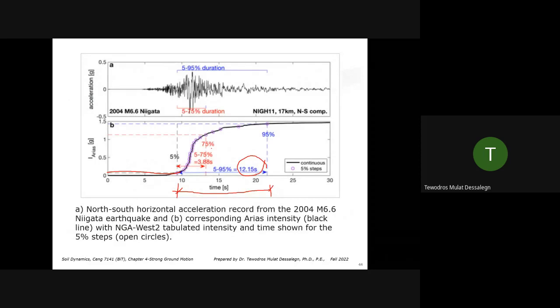This is part of your mini project. When you pick that SeismoSignal software, it's part of it. Once you give your input motion, it will provide you the Arias intensity also. And from the Arias intensity, from the 5% to the 95%, I will ask you to find the significant duration. So using both methods, you'll find it.